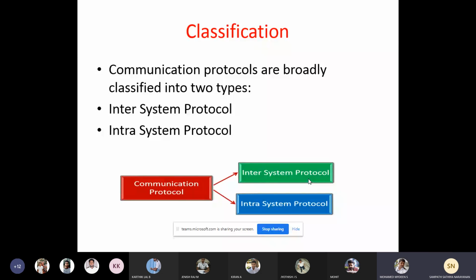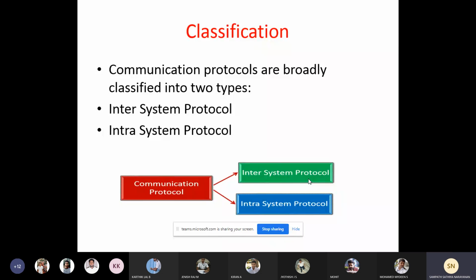Examples for inter-system protocol: for example, a controller, a microcontroller, or a microprocessor wants to send a signal to a sensor device which is at a remote place.